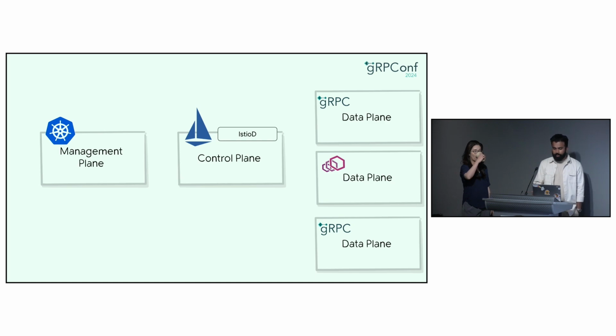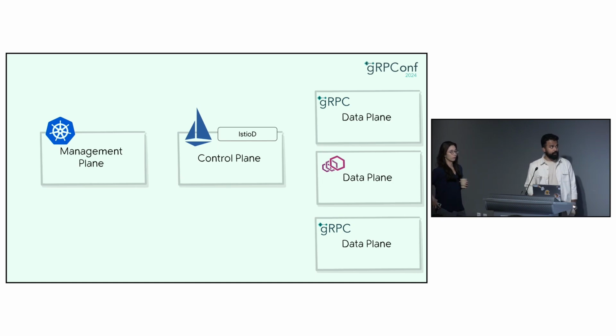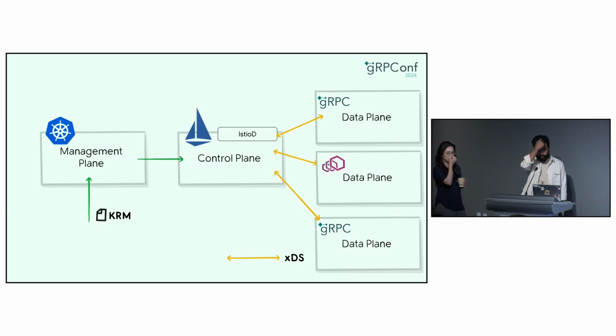Here's a popular example of how the different planes would translate for a mesh setup using Istio. You can see that Istiod is the control plane here, and you're using Kubernetes as the management plane, and you can have multiple varieties of data plane implementations being used here. You could also use KRMs to declaratively define your infrastructure. The management plane would push configuration to the control plane, which is Istiod, and you have multiple options to configure the data plane of your application.